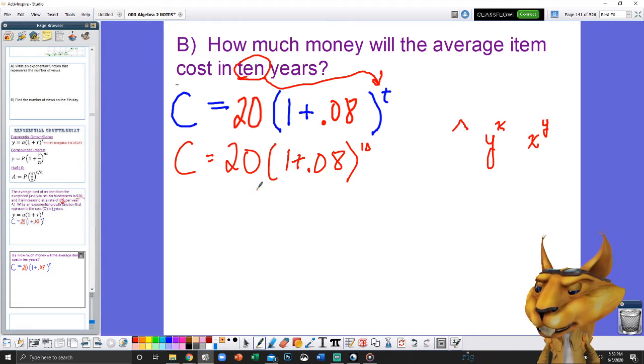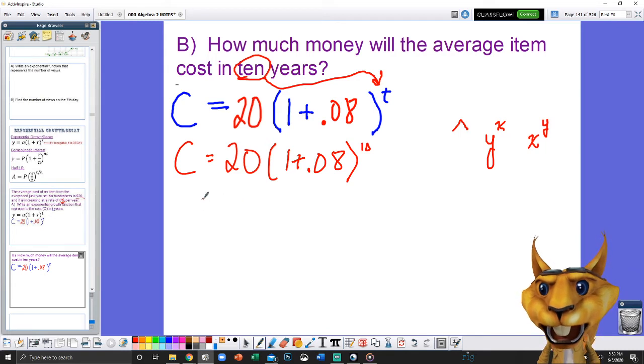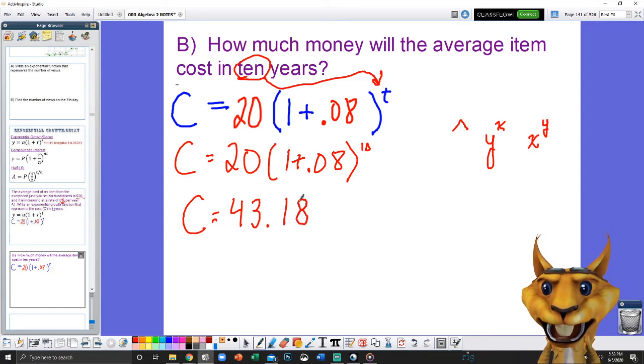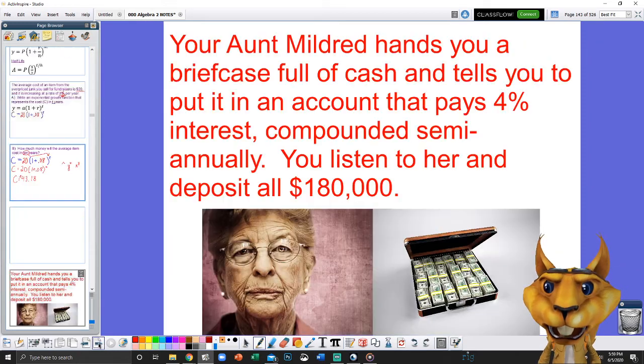Find my calculator, there it is. All right, so take out your calculator. Let's pop that in there, 20 parentheses 1.08 raised to the 10th power. My calculator says that was $43 and it says 178. So we're going to round that up to 43.18. What does that mean? Well, remember the question was how much money will it cost? So this is money. It's going to cost $43.18 to buy that same junk 10 years from now. All right, on we move to the next one.